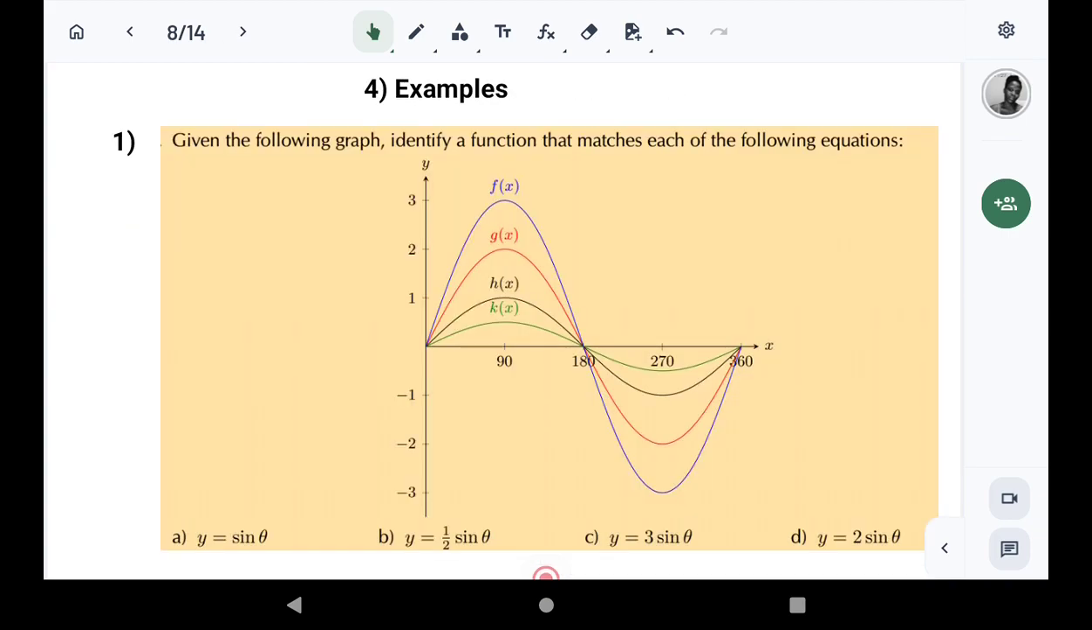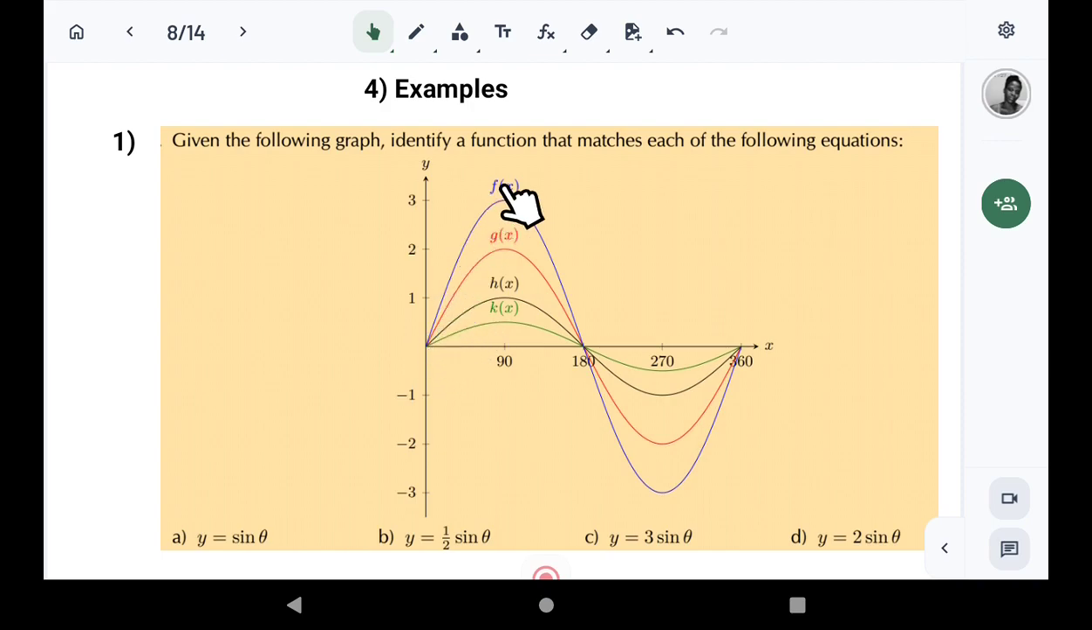Now we're done with the characteristics. Let's look at some examples. In this one, we're given the following graphs. Identify a function that matches each of the following equations. You can see this is a normal sine graph, so that is y equals a sine theta plus q in general.